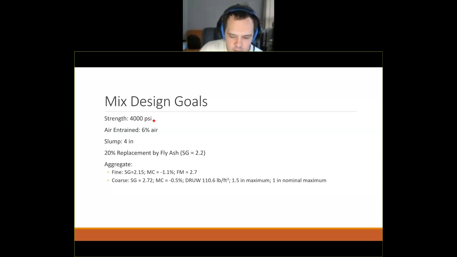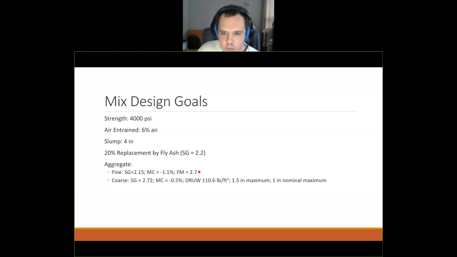In this mix, we want to have a compressive strength of 4,000 psi. We're going to make it air entrained at 6% air. That's a little bit high, but that'll be okay. Then we are going to do our slump at 4 inches. And then we want to do a 20% replacement of the cement with fly ash, and this is by weight. This is something a little bit different that we haven't done in any of our other examples.